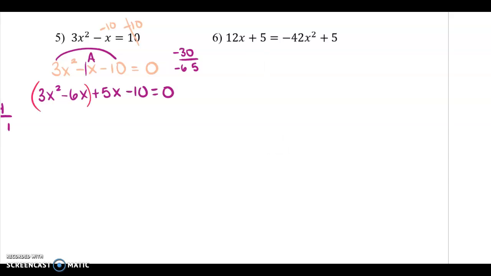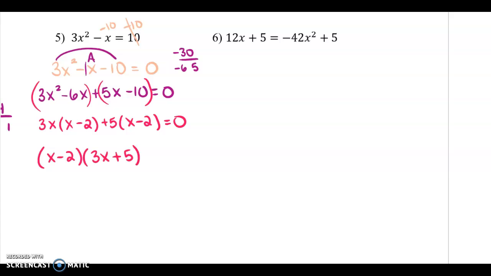Factor by grouping: group the first 2, group the second 2. Pulling out GCFs, I'm pulling out a 3x, x minus 2, and a 5, x minus 2. So then my factors are x minus 2 and 3x plus 5.